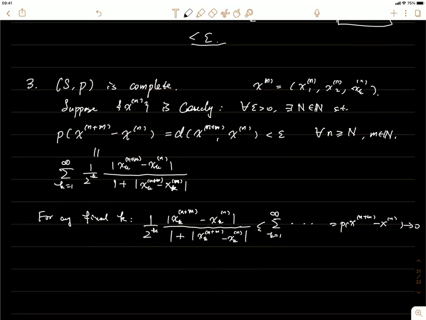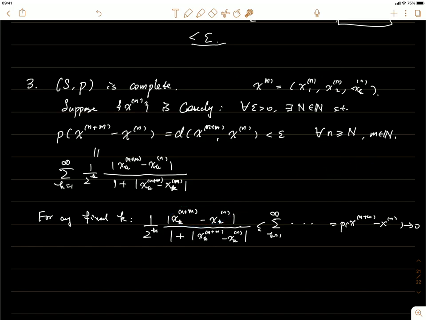So what this tells us is that for any fixed k, this thing goes to zero as n goes to infinity. It doesn't matter what m is. Okay? So this goes to zero because k is fixed. And this goes to zero means that the numerator goes to zero. Otherwise, if the numerator is not going to zero, say it is converging to some epsilon zero, or it is bounded away from zero, then it's easy to show that it's not converging to zero. So this goes to zero means that the numerator goes to zero as n goes to infinity.